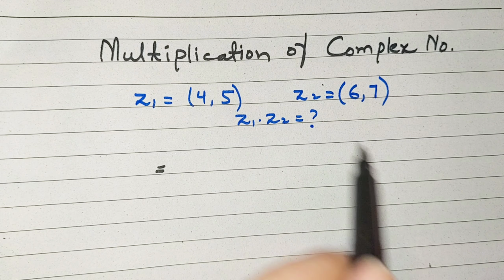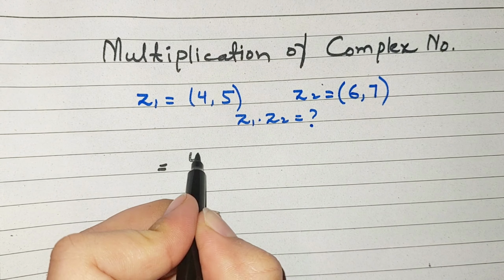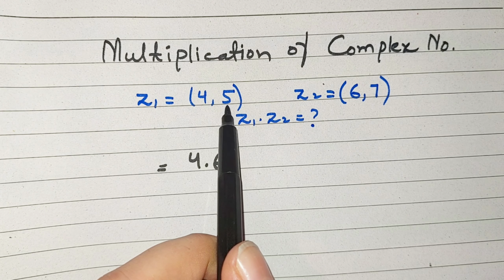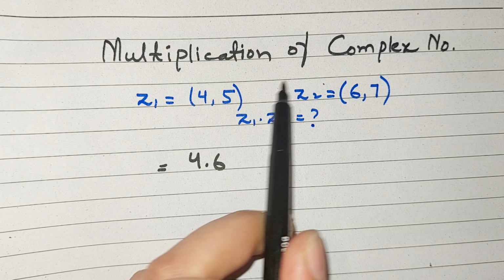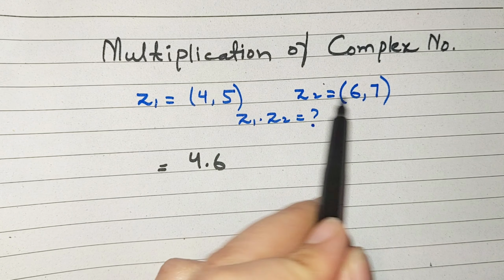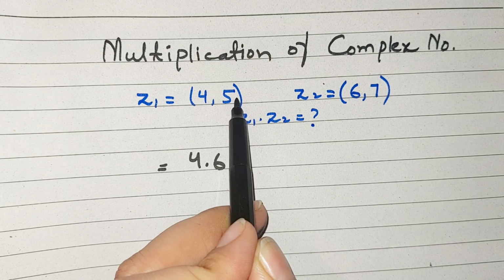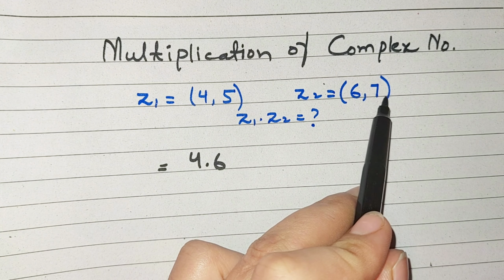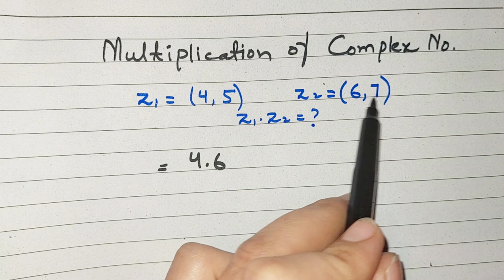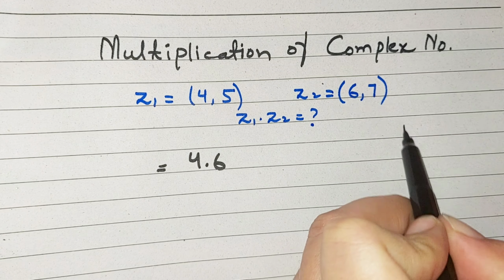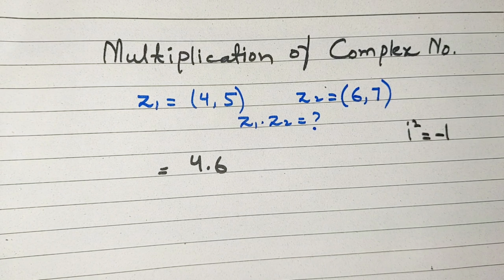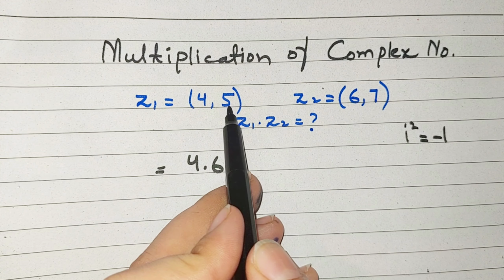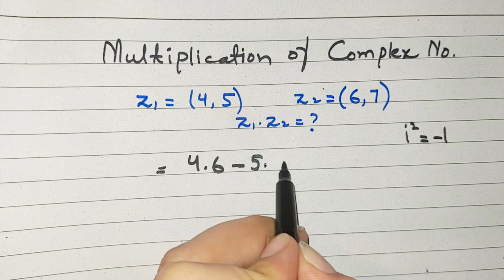4 and 6 are both real numbers, so we'll just simply write 4 multiplied by 6. And further, we will multiply the other numbers, 5 with 7. These two are imaginary numbers, so there is an iota and there is an iota. That means iota and iota will be iota square, and because we know that iota square is equal to minus 1, there will be a negative sign here, and further 5 will be multiplied with 7.